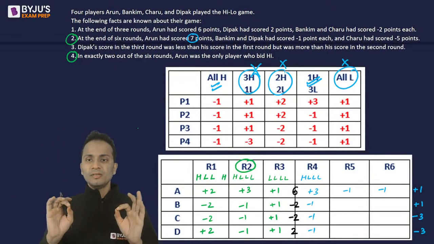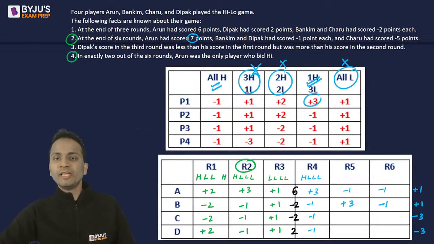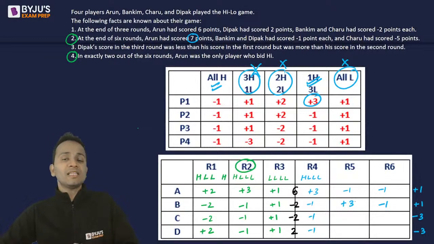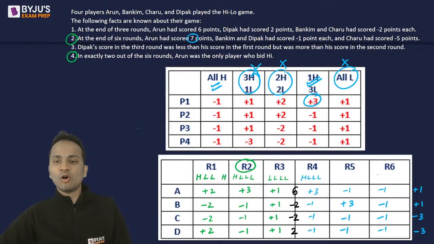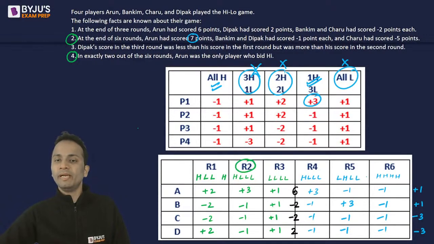Okay? Right? So I can say that for B, it will have to be +3 here and -1 here. So I have used the +3. So that means one of them will bid high, which is B, and others will bid low and will get -1 as their scores. In round 6, C and D will now have to score -1. So in round 6, I can say that all of them will bid high. That is why they are getting -1. In round number 5, B has scored 3 points. So B will bid high and others will bid low.